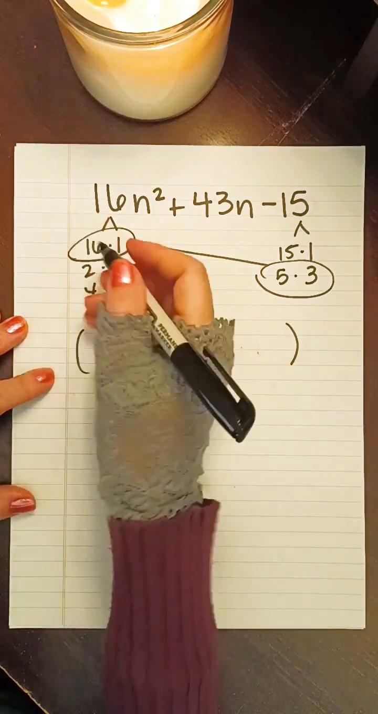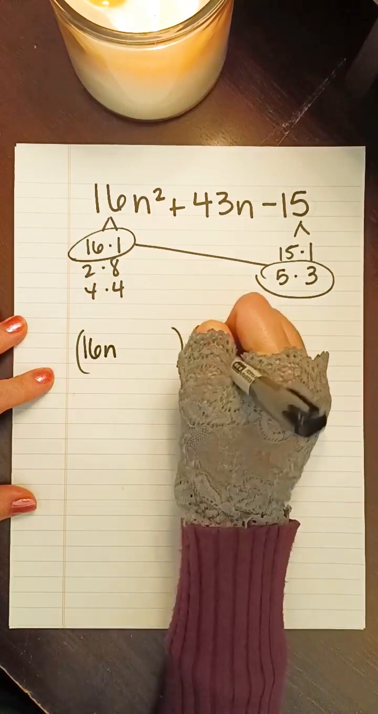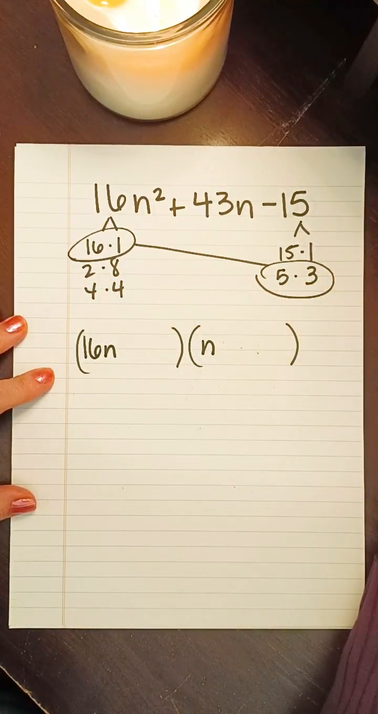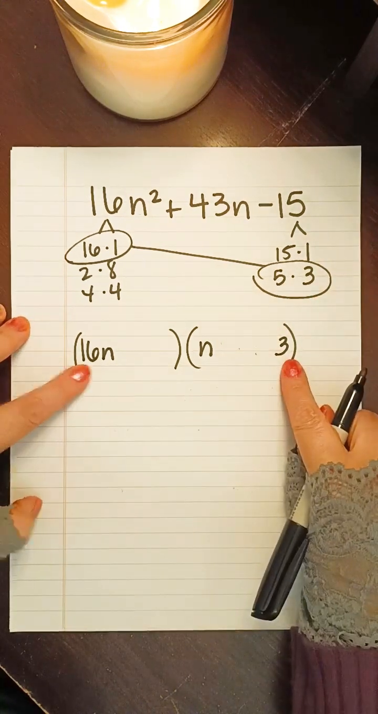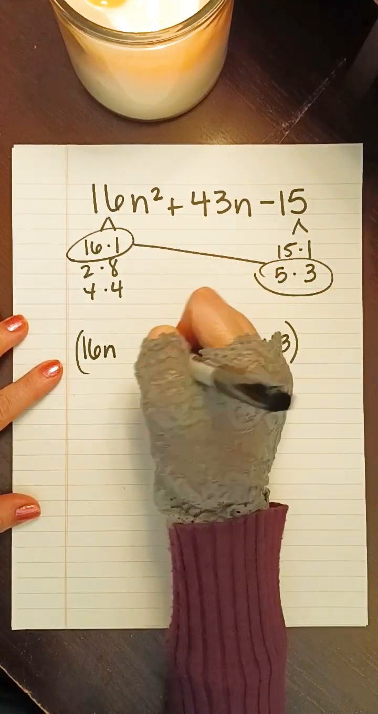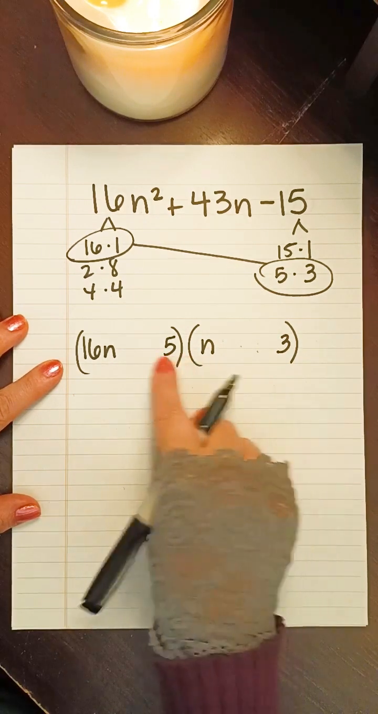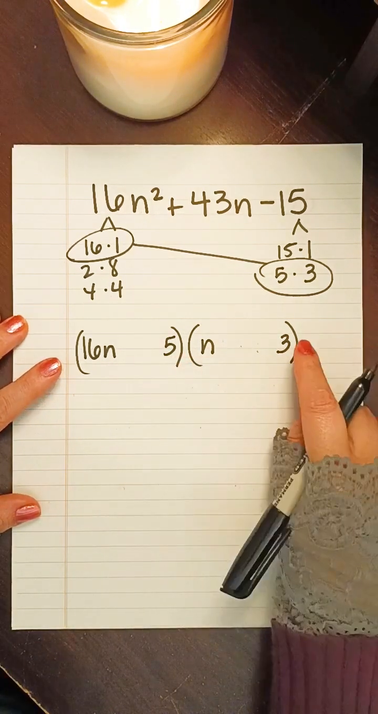So these go first. Doesn't matter how you place them. These go last. It doesn't matter how you place them. I want to get the 48, so I'm going to put 3 here. That's 48. I want to get the 5, so of course, 5 has to go in the other spot.